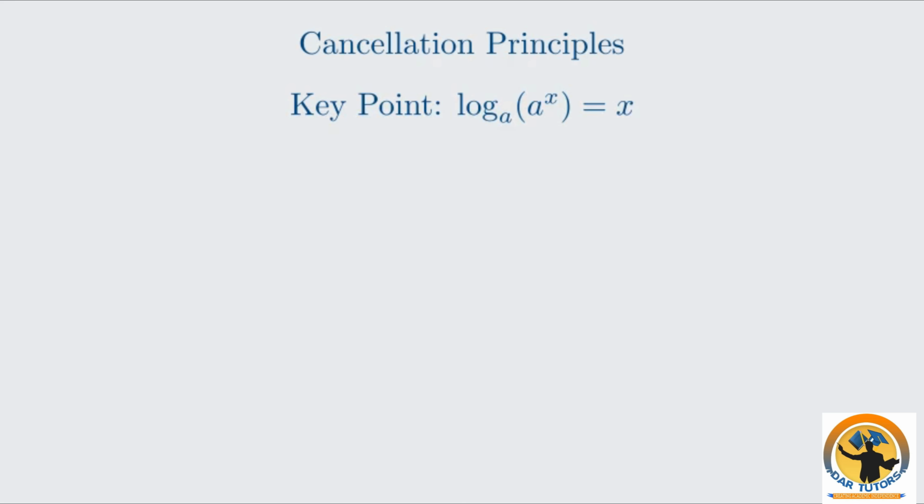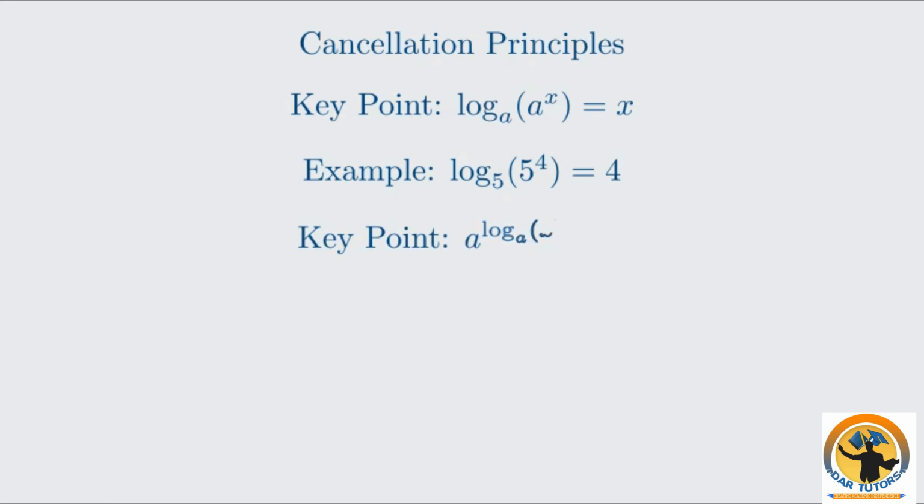Let's see an example. What is log base 5 of 5 to the power of 4? Using the principle, the answer is simply 4. This is because 5 raised to the power of 4 is 625, and log base 5 of 625 is 4. Now for the second principle. Consider the expression a to the power of log base a of x. This expression asks, what is the number that you get when you raise the base, a, to the power that gives you x? The answer is x.